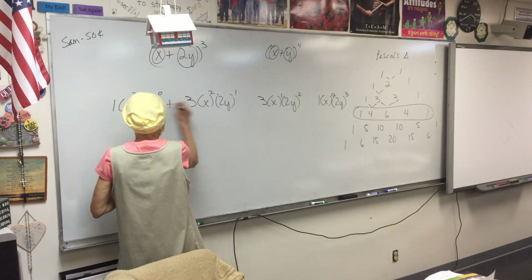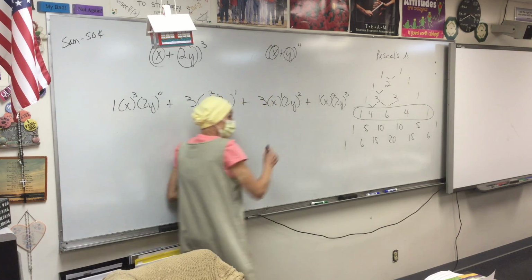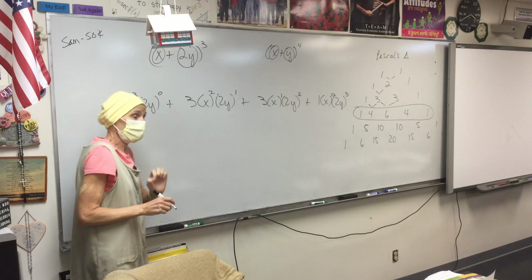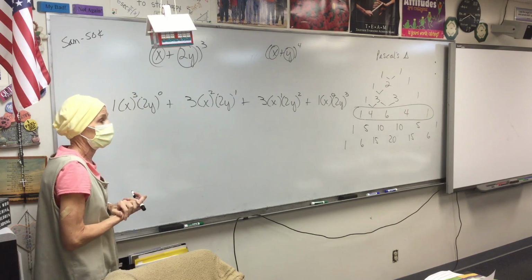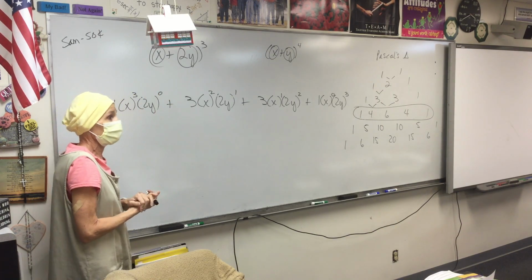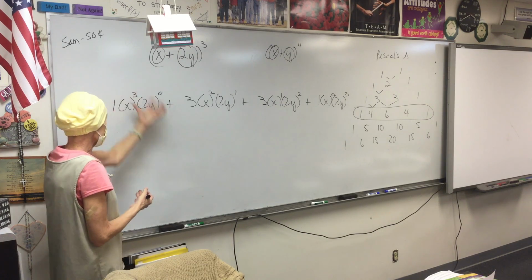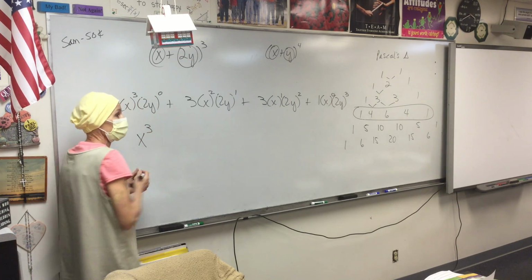All right, now, here are the individual terms. So now we've got to simplify. This is where you have to be careful. Let's look at the first term. Anything to the 0 power is 1. So this first term is just x cubed, right?